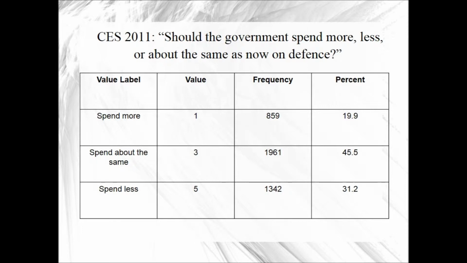We ran a frequency analysis and found that of the 4,162 respondents, 859, or 19.9%, preferred that the government spend more than it does now. 1,961, or 45.5% of respondents preferred that it spend about the same as it does now, and 1,342, or 31.2%, prefer that it spend less than it currently does.